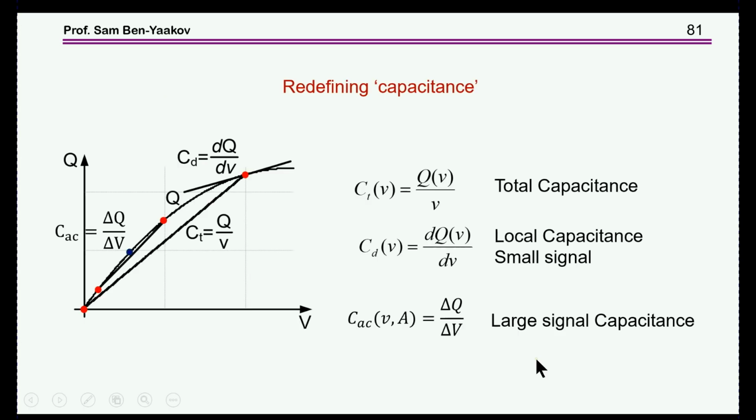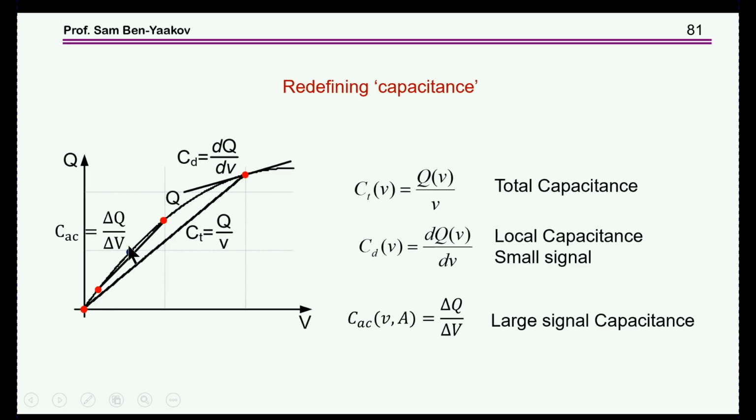Now you can define different capacitances. You can define a local capacitance, which is the derivative here, or here, or here, or here. And obviously it's changing. And this is what we see in the plots. Or you can define a total capacitance, that is the ratio between the charge here and the voltage here. This slope. This is another capacitance.